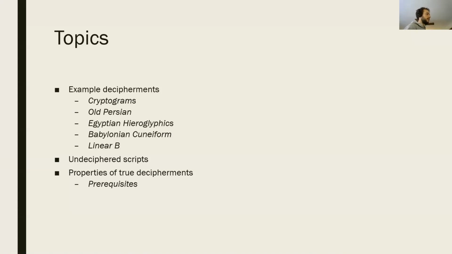So we'll talk about what the prerequisites are for decipherment, what kind of things have to be true for us to be able to decipher something correctly. We'll learn how decipherment can get started. And finally, we'll learn how we can verify that a decipherment is in fact the true decipherment. And largely this is through the process of independent verification. So these are the topics that we'll be covering in the next few videos of this module.